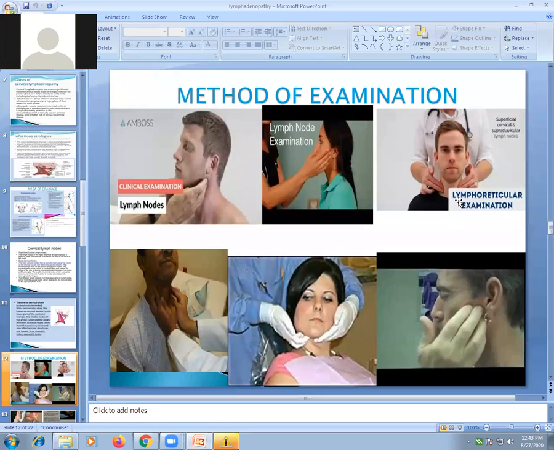So you can go one by one if you stand behind the patient with the neck slightly flexed to relax the muscles. Then with the pulp of three fingers in rolling fashion and with mild pressure you can palpate the groups of lymph nodes one by one. So these are the methods of palpating lymph nodes.